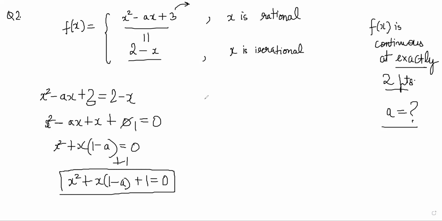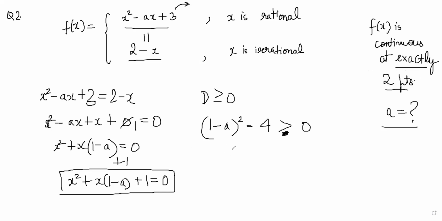So 2 roots, so the discriminant is greater than or equal to 0, right? So it becomes (1 minus a) whole square minus 4 is greater than or equal to 0. Probably greater than 0, because it didn't say two identical points. That would have been 1 point only, right? So I'll just put greater than. If D is equal to 0, you will have 1 point where there are two roots.